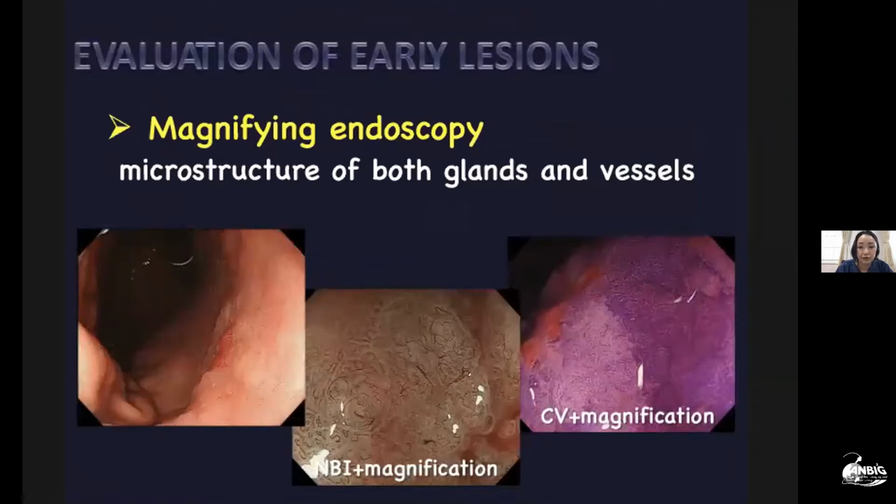There's a reddish, slightly depressed lesion in the middle body of the stomach. Using NBI with magnification, you can visualize the irregular vessels in the lesion. Also, crystal violet helps to recognize the irregularity of the glandular structure. There is a clear boundary between the two areas, the cancer area and the surrounding non-cancer area.